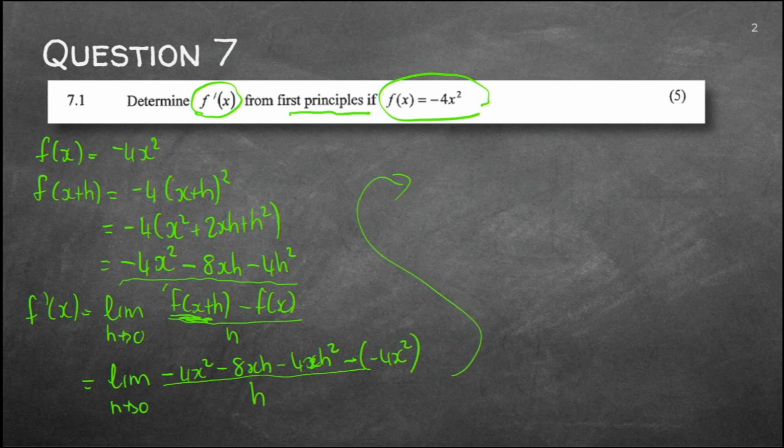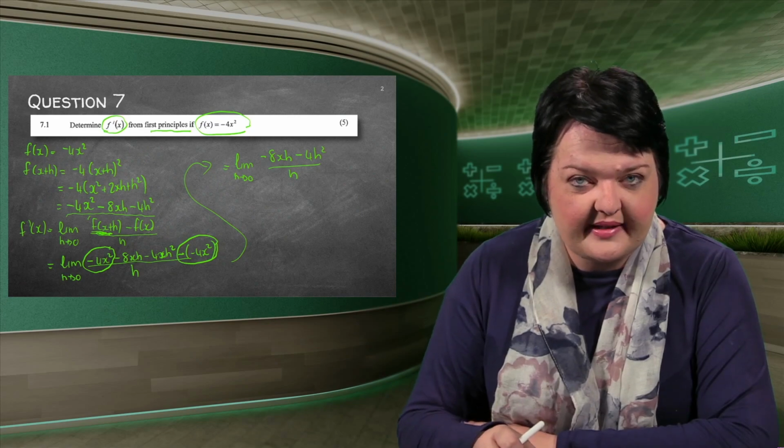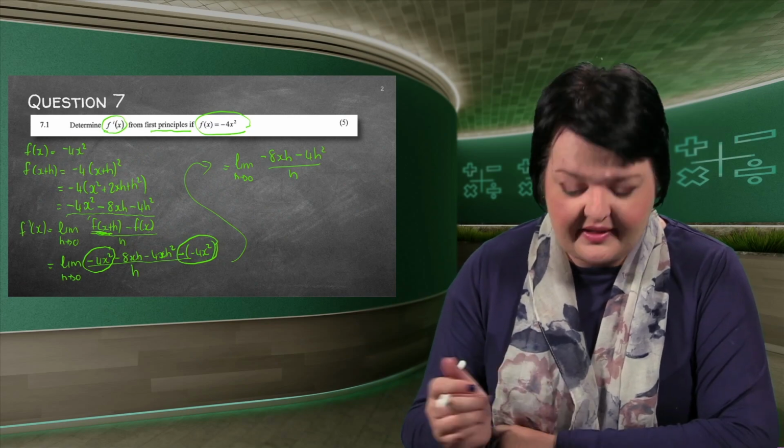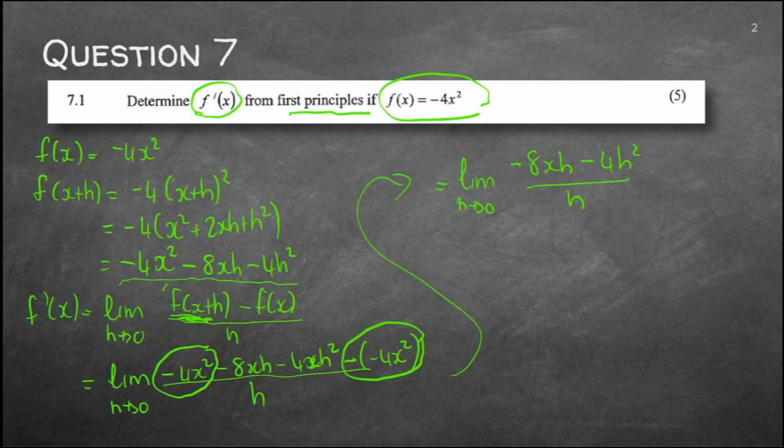We go on. It's equal to the limit as h nears 0. Very clearly I can see the negative 4x squared will cancel out with this positive 4x squared. So I'm left with negative 8xh minus 4h squared, all of it over h. Once again, I can't make h 0 yet. It's still in the denominator, meaning I can't divide by 0. So what can I do?